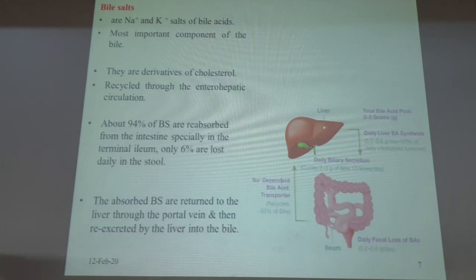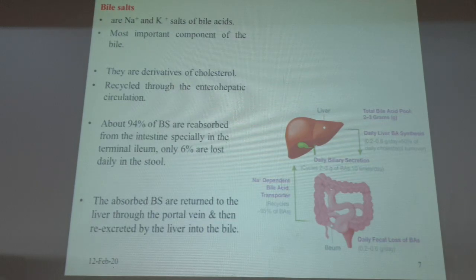So, what are bile salts? Bile salt is formed in the liver and secreted with bile to the intestine. They are needed by the body, so when you need bile salt, more than 94% of it will be reabsorbed in the intestine, in the terminal ileum area.